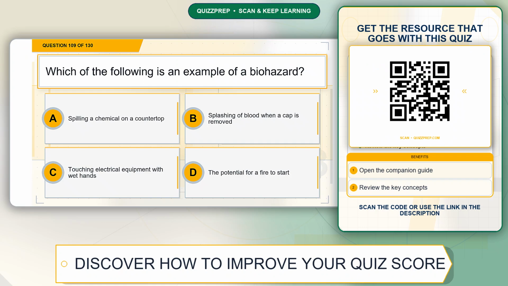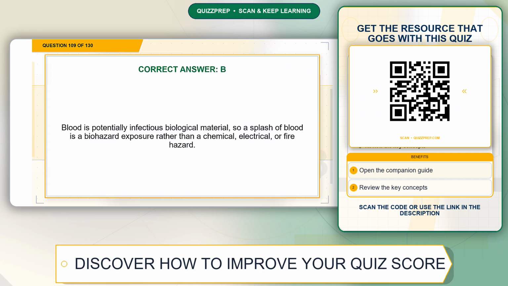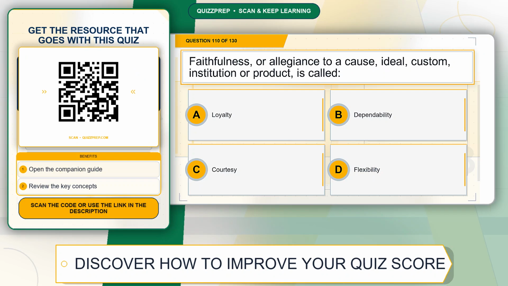Question 109. Which of the following is an example of a biohazard? Option A, spilling a chemical on a countertop. Option B, splashing of blood when a cap is removed. Option C, touching electrical equipment with wet hands. Option D, the potential for a fire to start. The correct answer is option B. Explanation. Blood is potentially infectious biological material, so a splash of blood is a biohazard exposure rather than a chemical, electrical, or fire hazard.